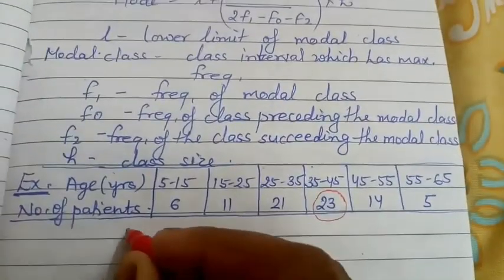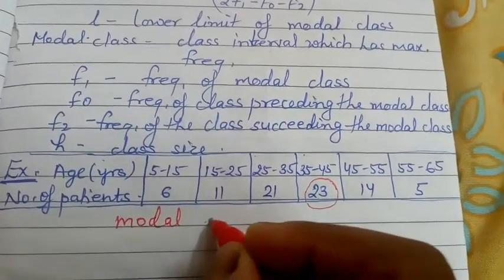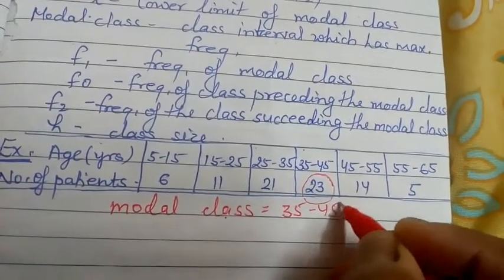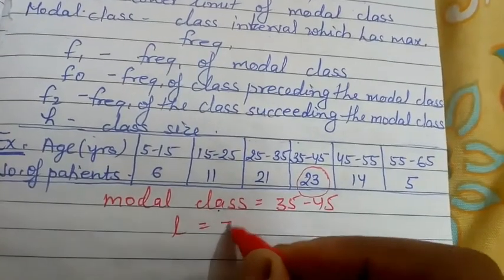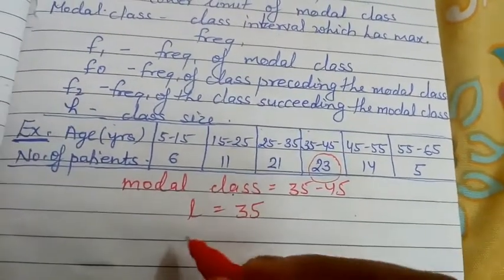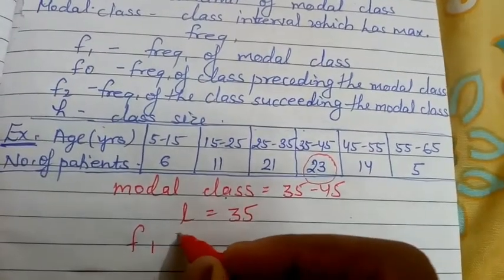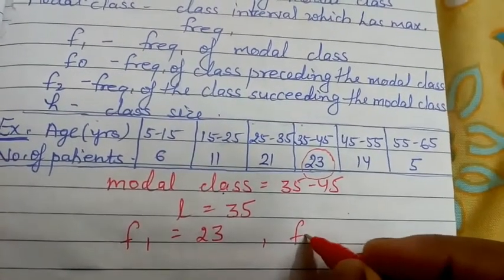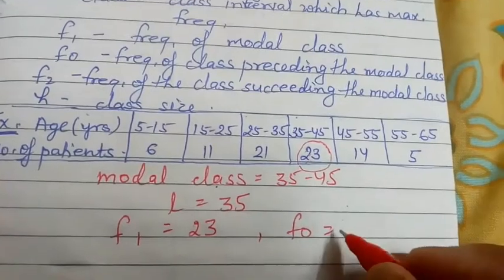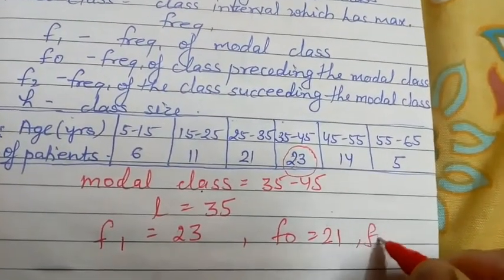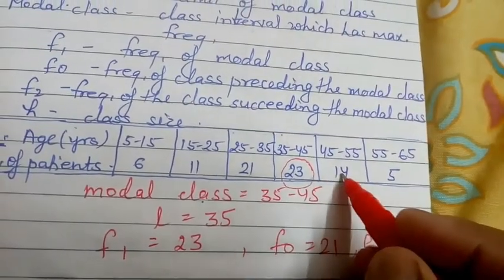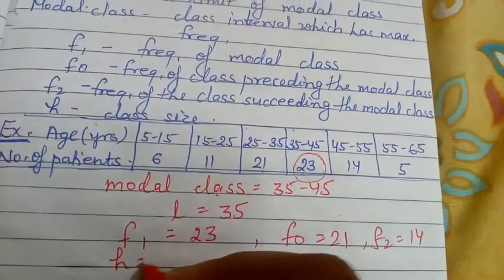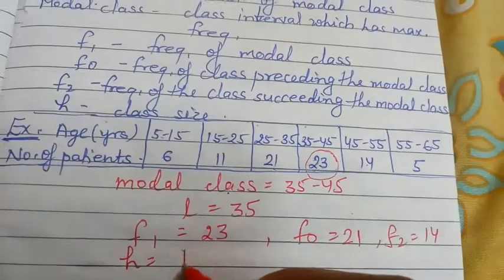So first we have to write the modal class. Modal class is 35 to 45. Here L is the lower limit of the modal class. Lower limit is 35. F1, the frequency of the modal class, is 23. F0, just before, is 21. And F2, just after, is 14. And H, the class size, the difference between lower limit and upper limit, is 10.